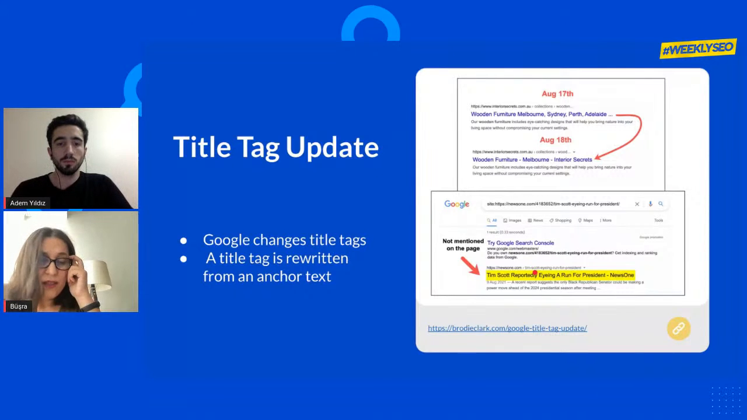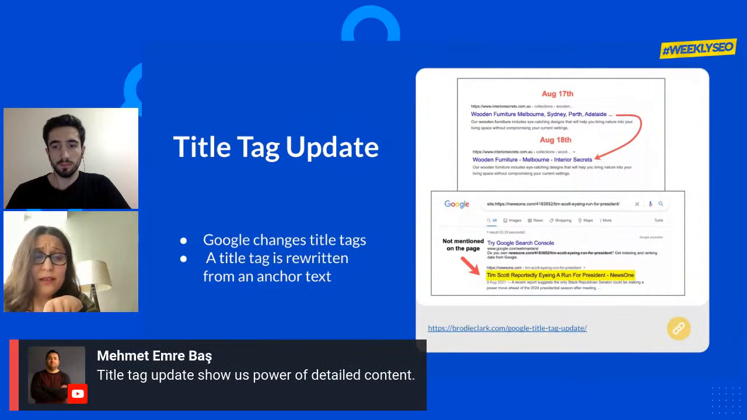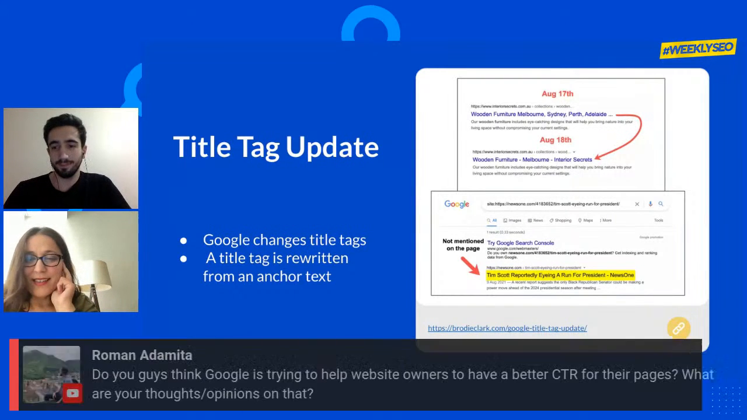And it's interesting. Also, Mehmet Emre, I totally agree with Mehmet Emre. He said that the title tag update shows us the power of detailed content. Yeah, in some nature, it's true. But it's also fearful, I guess, because you may not guess what Google will show as a meta title for your page. And Roman has a question.